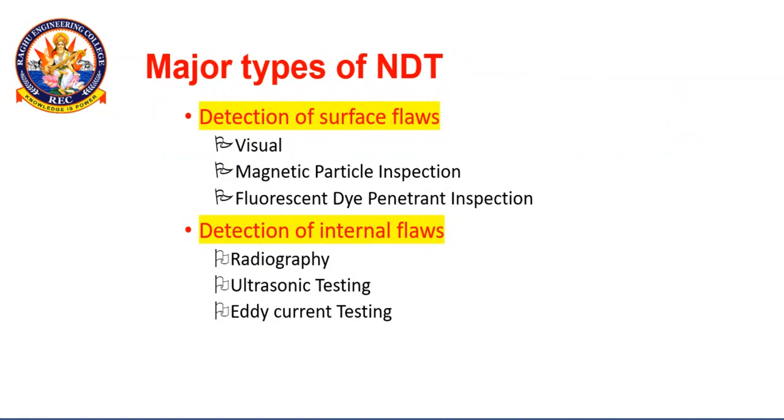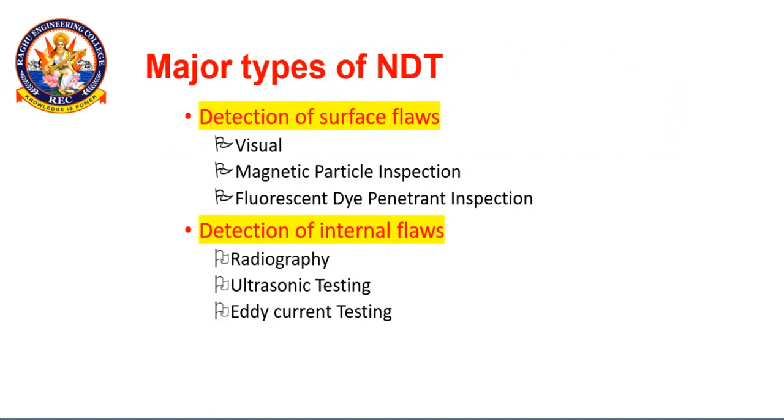Next is the classification. NDT methods are classified into two categories: detection of surface flaws and detection of internal flaws. To find out the surface flaws, we use visual inspection, magnetic particle inspection, and fluorescent dye penetrant inspection. This is also called liquid penetrant inspection, because we are using a fluorescent dye to check the defect perfectly. We use a fluorescent dye, that's why it is called fluorescent dye penetrant inspection.